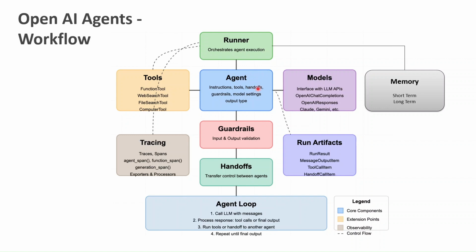Obviously, an agent cannot perform anything by itself. It has to be equipped with LLMs. As we discussed in the architecture, an agent always has some LLM associated with it, which gives it the power to think and reason. And the runner has the memory, short-term and long-term memory, which remembers the user conversation and resumes the conversation from where the user left.